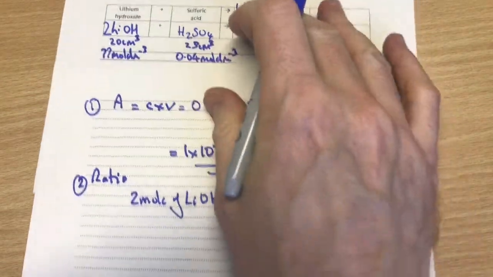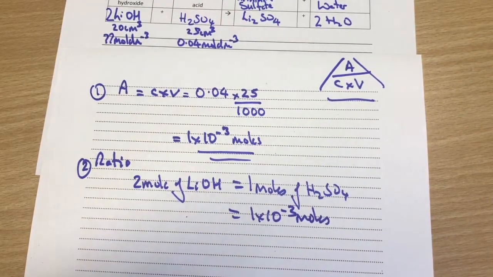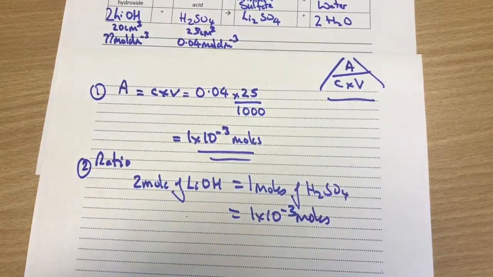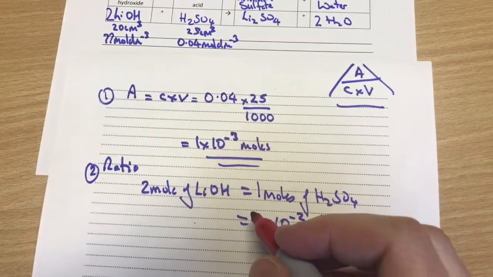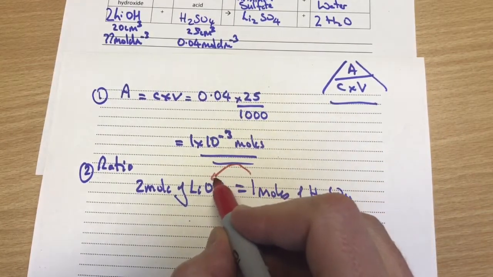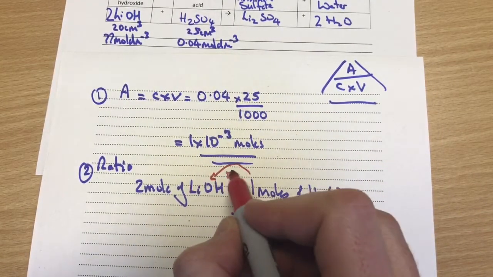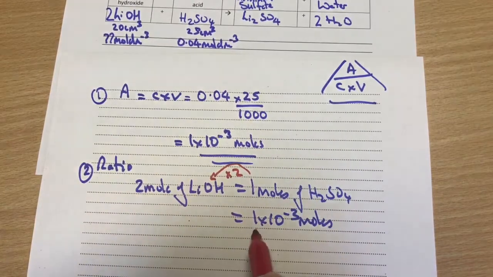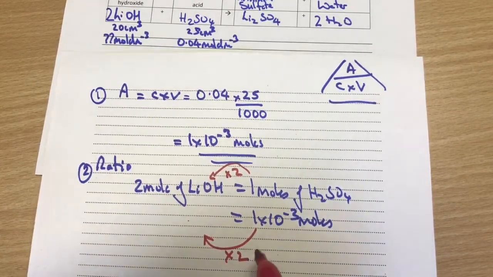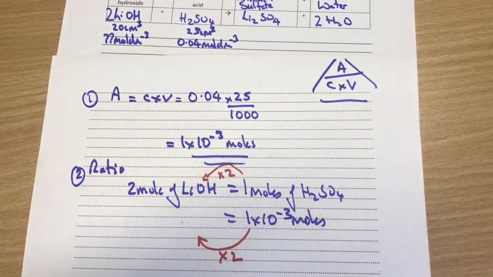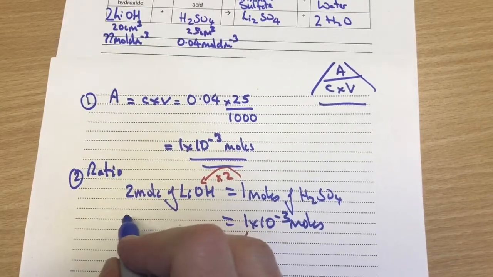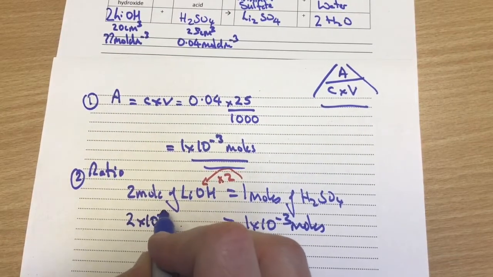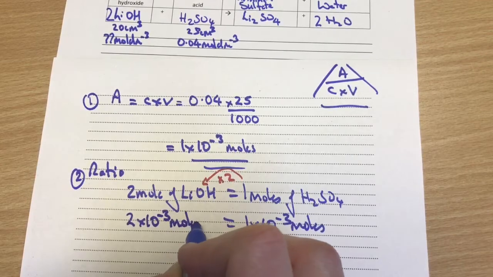I've just worked out that in terms of the sulfuric acid, I have got this many moles, and therefore I need to work backwards to get the moles that are going to be equivalent to react with that. To do that, I'm going to go this way back. So to go this way back, I've got to double it because it's a 1 to 2 ratio, and therefore this has to double in order for that ratio to stay the same. So this becomes 2 times 10 to the minus 3 moles.